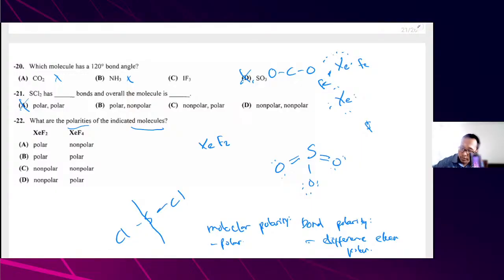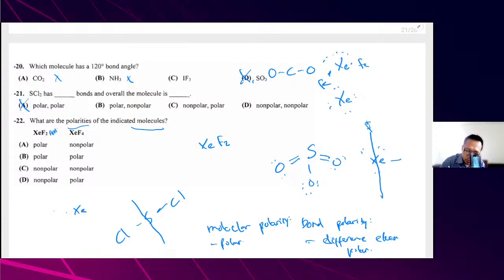Okay, three lone pairs on Xe, right? And then two opposite each other. It's kind of weird. Oh, I got you. If we have the symmetry, it will be non-polar. Non-polar. How about the XeF2?